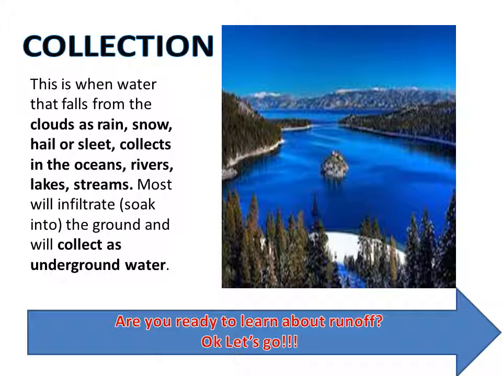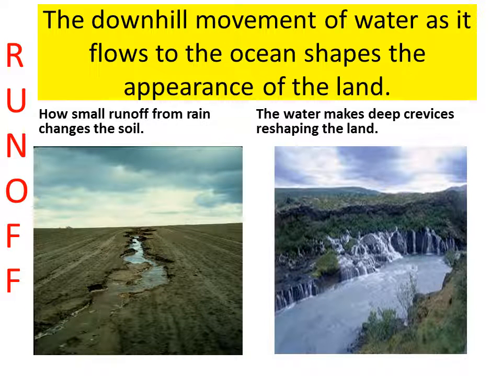You ready to learn about runoff? Yeah. All right, how are you doing? Going too fast? No. Okay. This is fun. So runoff is when the rain comes down, like you said, hits the mountains. Good job, by the way. Runs down the mountains, heading towards the streams and lakes, we hope. And it flows to the ocean and shapes the appearance of the land as it comes down.